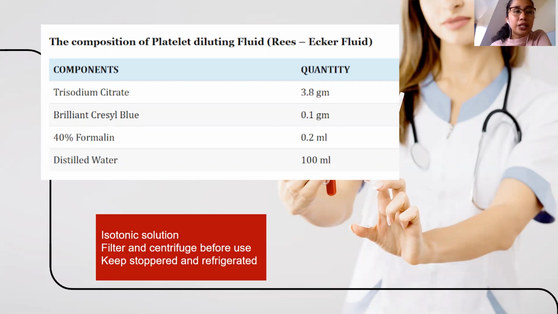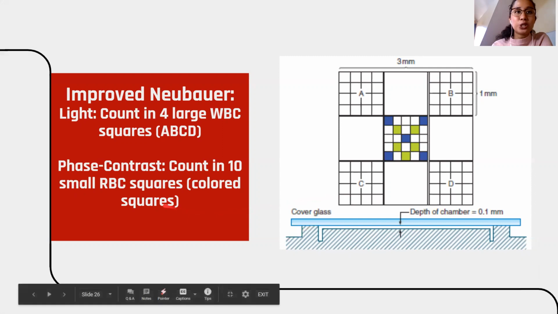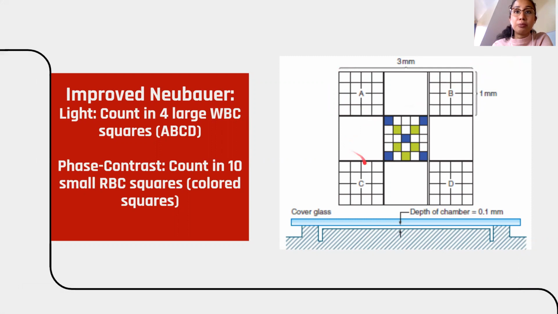And class, the Rees and Ecker should always be filtered and centrifuged before use. The stock bottle should be tightly sealed and refrigerated. Class, yung 1% ammonium oxalate, it should always be freshly prepared. So class, it's very important that you know where we count your platelets. So, pag sa Tongkantin or light microscopy, we count it in the 4 large WBC squares.